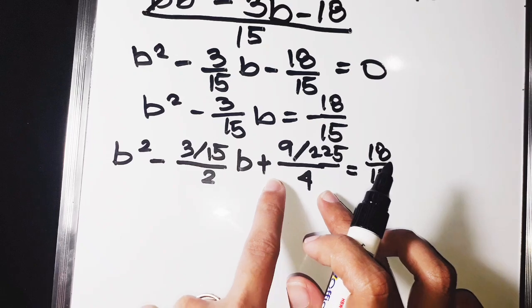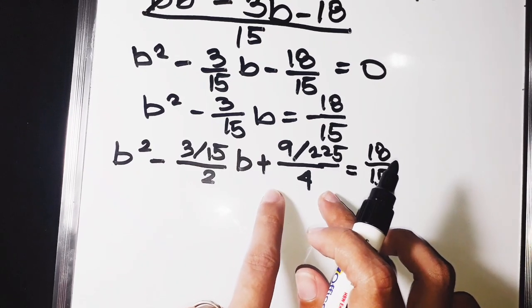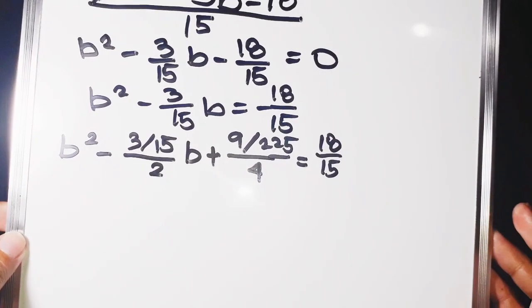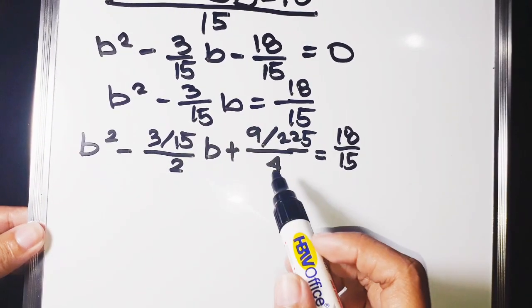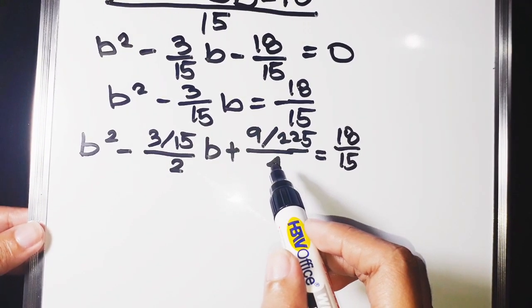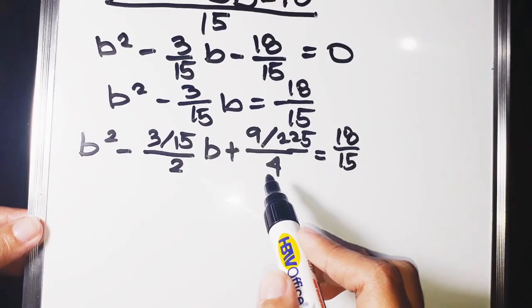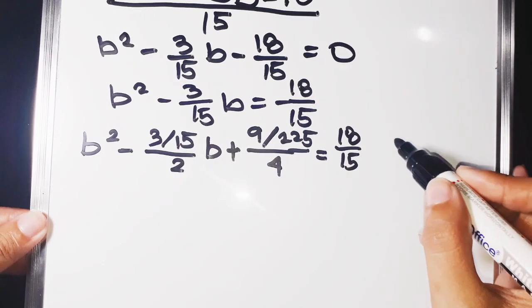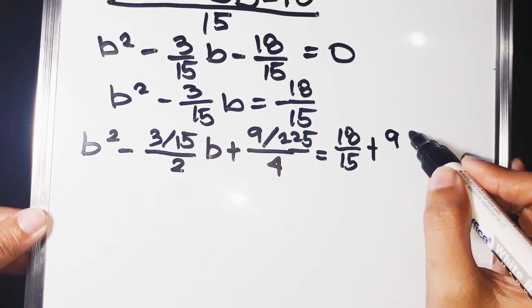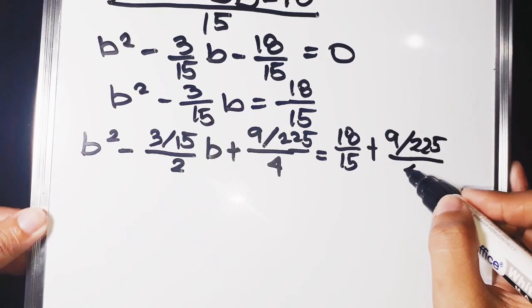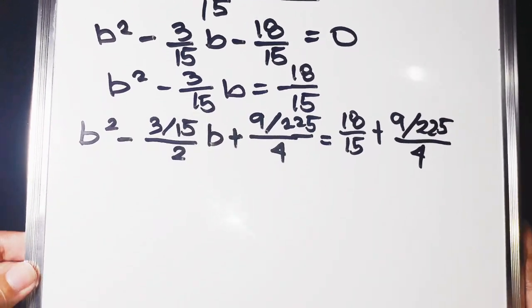Then you should add this to the other side of the equation, since technically in math, whatever value or operation that you have added on the left side, you should add on the right side. So plus 9 over 225 over 4.